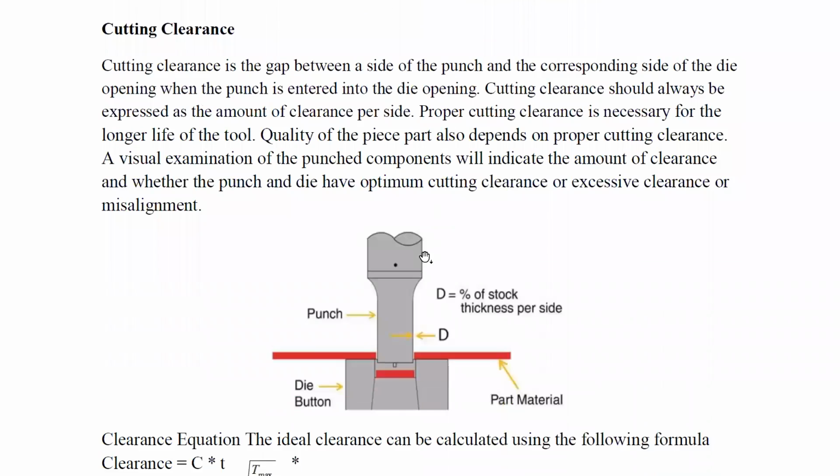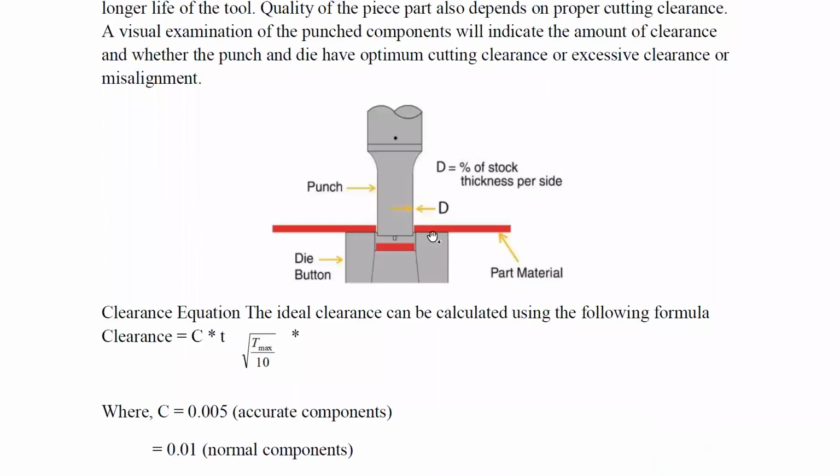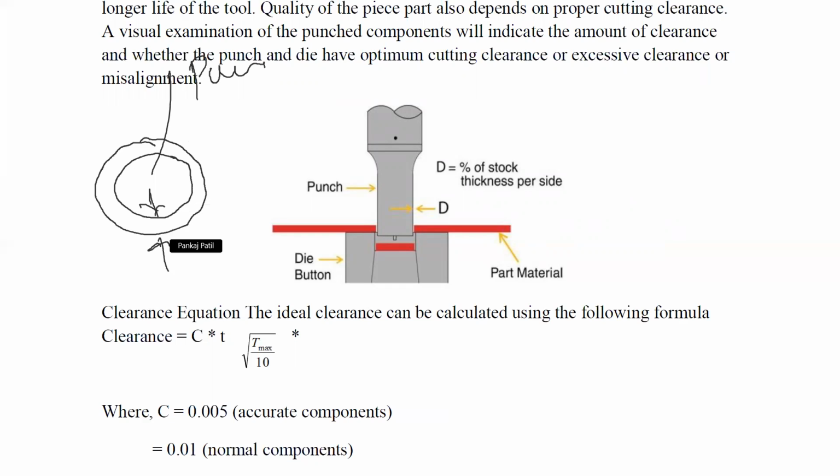Next is cutting clearance. What is meant by cutting clearance? Consider this is a portion we have to cut from the stock material. So we will take the punch of this size, but while considering the die, there will be some gap between punch and die, and this gap is considered as the clearance. Now, how to calculate this clearance?